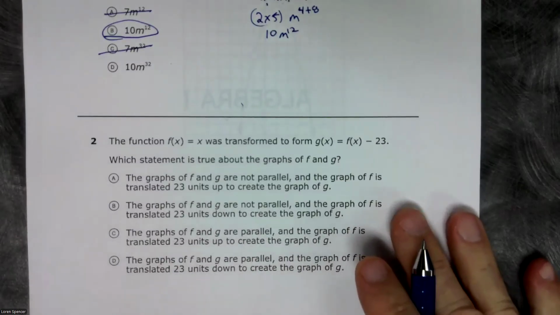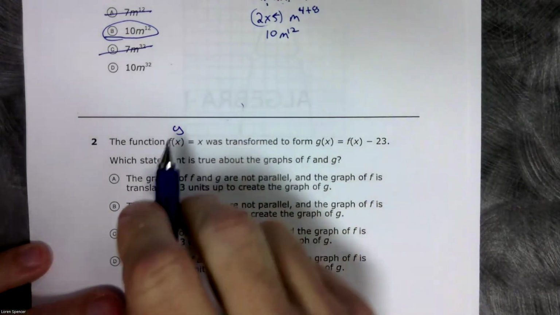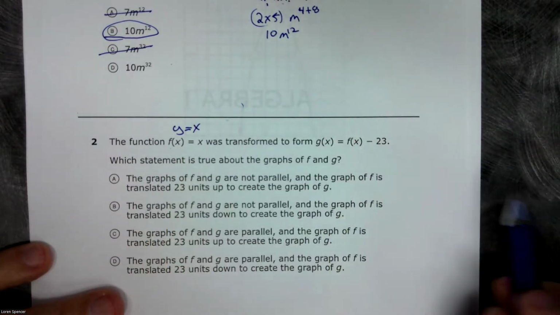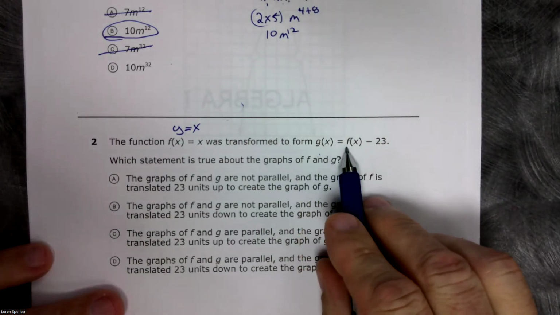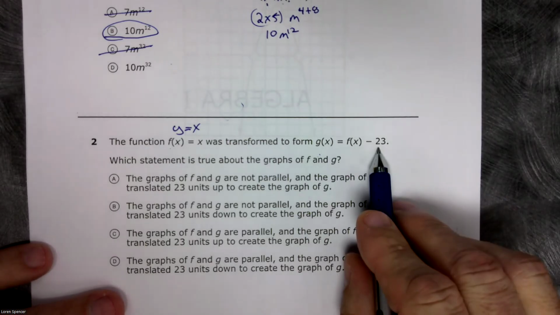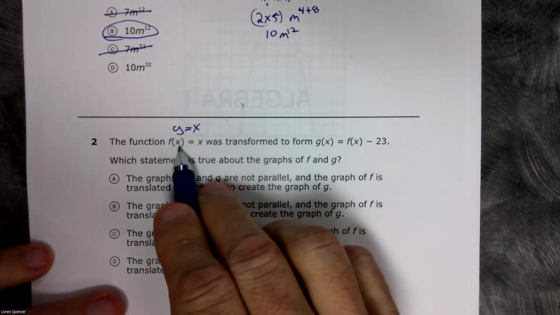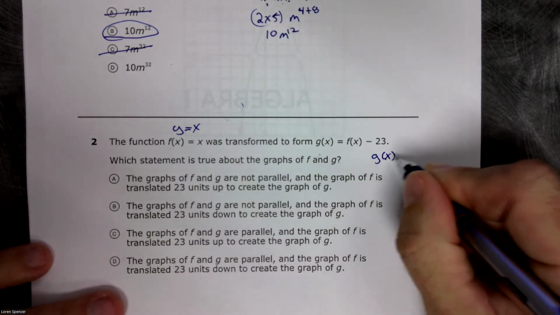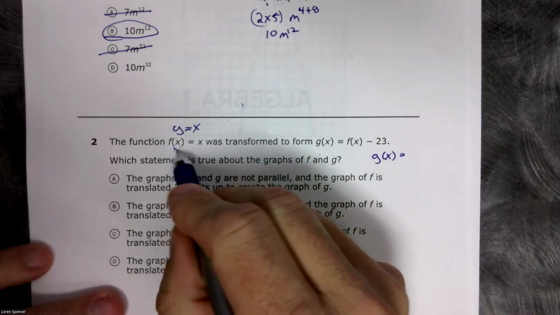Number 2, the function f of x. By the way, I see this and I go, oh, that's just y. So y equals x. Okay, so they're giving us a graph, y equals x, that was transformed to form g of x equals f of x minus 23. Well, that's scary, but I know that f of x is just x. So that tells me g of x is equal to, hey, f of x is x.